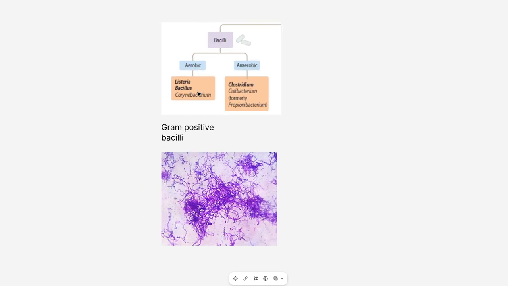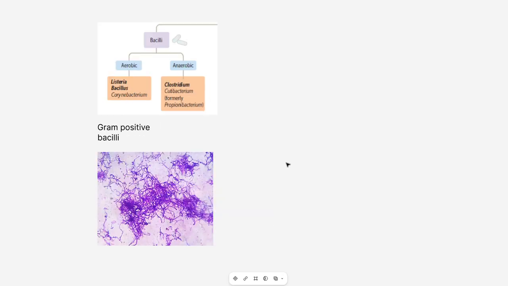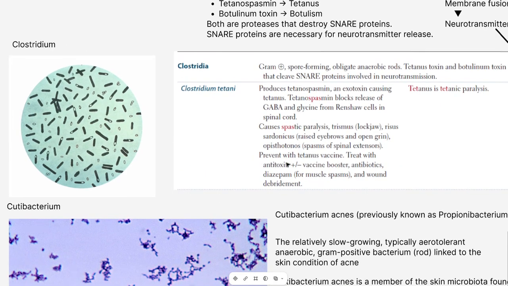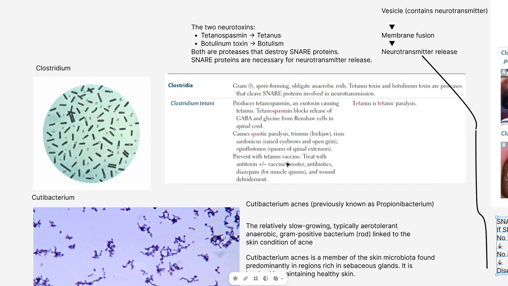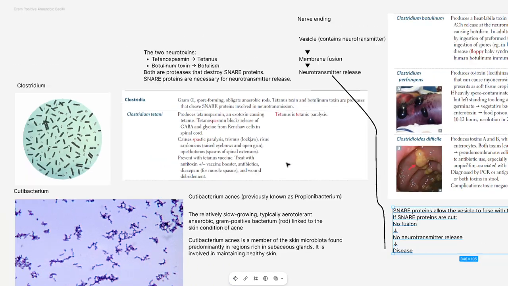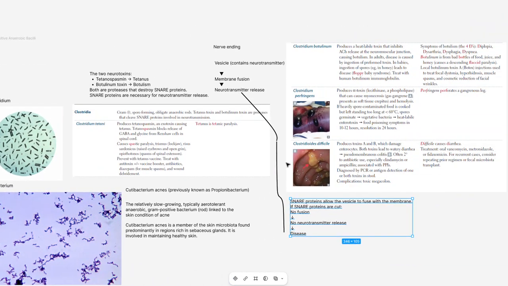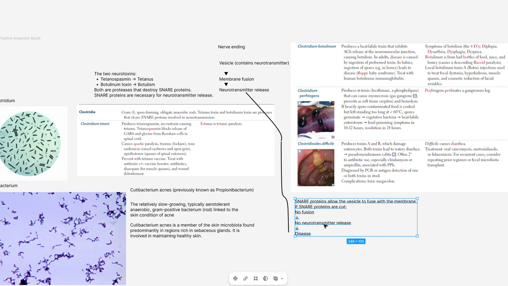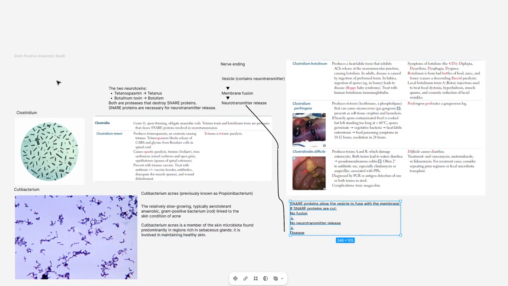All right. So up till now, we covered the aerobic bacilli, which had the Listeria, Bacillus, and Corynebacterium. Now we're going to cover the anaerobic bacilli, which include the Clostridium and Cutibacterium, which was formerly known as the Propionibacterium. Now, Clostridium is more important for us, Cutibacterium not so much. Cutibacterium acnes is basically a slow-growing part of your normal flora. It is involved in acne infections. Anyways, we're going to focus on Clostridium because Clostridium is more important for us.